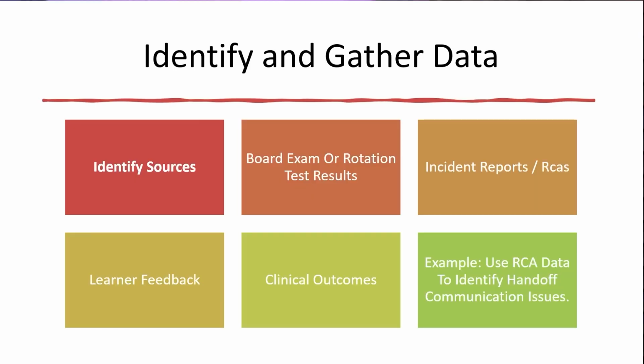So what do we do? Start with data you already have or have access to through your institution. This could include national board scores, end of rotation exams, incident reports, or results of root cause analysis, or perhaps learner feedback from prior courses. Let's say, for example, multiple RCAs point to communications breakdowns during handoffs. That could be a signal to identify the need to design an intraprofessional simulation targeting that specific gap in your institution's performance.